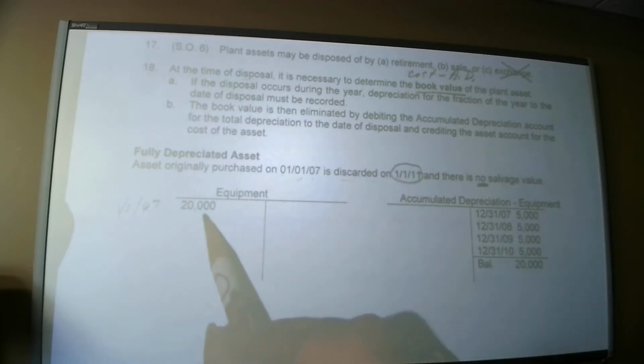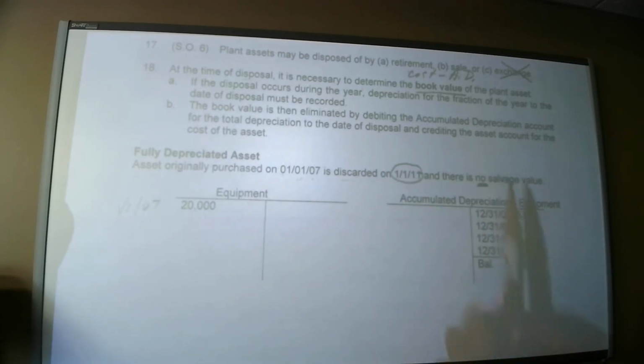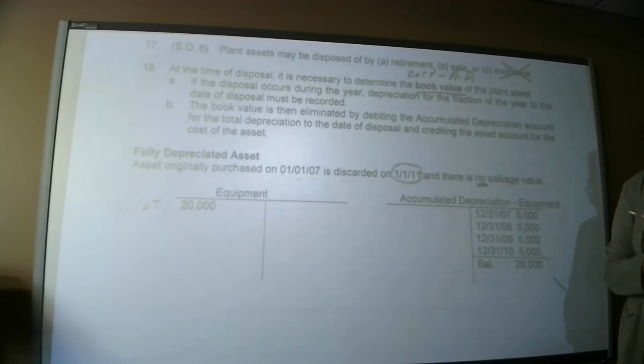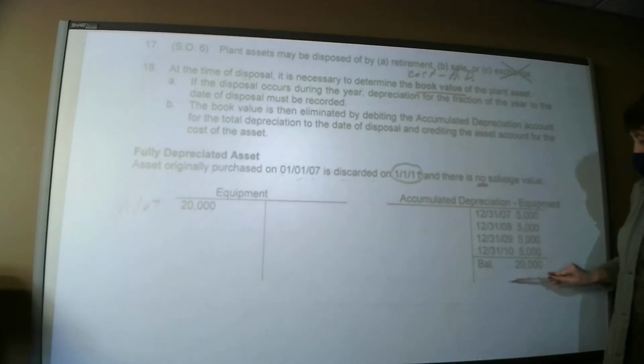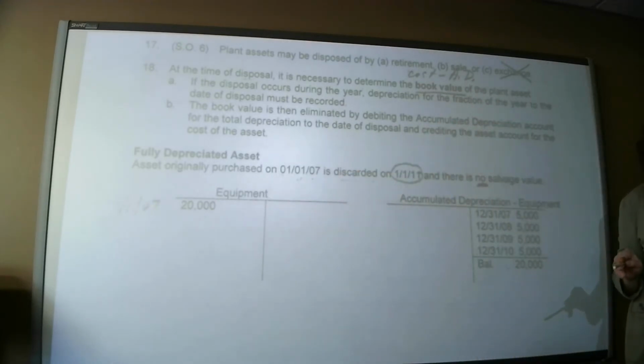So if you do 20,000 minus 0 salvage value divided by 4 years, it's 5,000 annual depreciation, and that's what we did. You see that? Every year. So December 31st, 2010 was the last time when we did the journal entry, and my accumulated depreciation is exactly at 20. I'm going to ask you, what's the book value for this particular asset? Would it just be 5,000? No, what's the book value? 0. Book value is cost minus accumulated depreciation, 0, all gone.